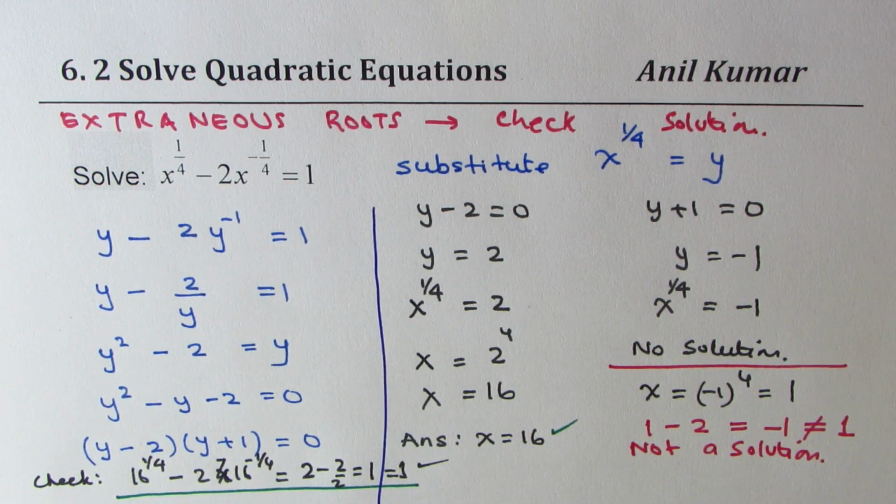So I hope that helps you to understand the concept: how we could solve some exponential type of equations by reducing them to quadratic form. And in such cases, it is important to check the solution, as at times we may not have the right solution. Those lead to extraneous roots.